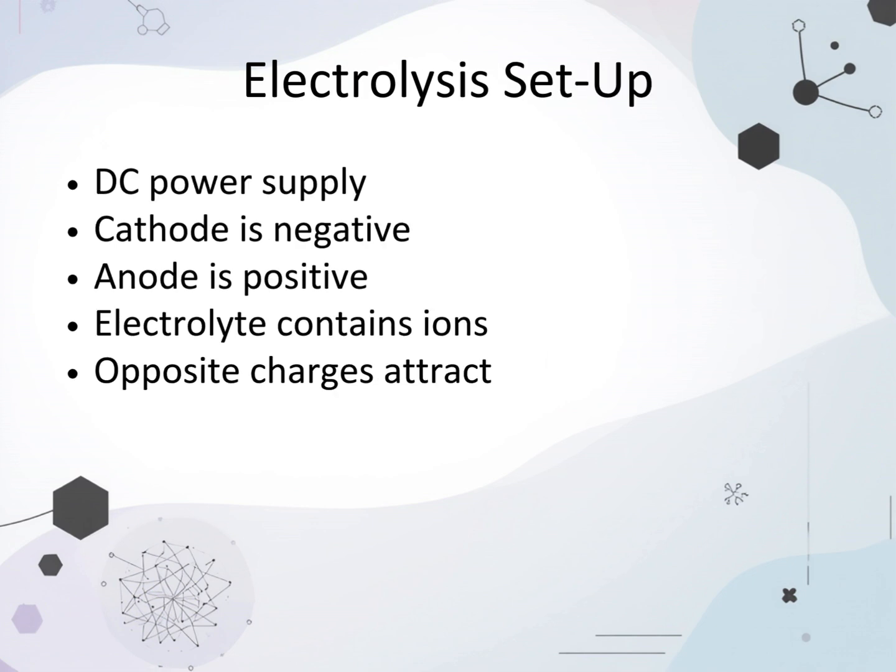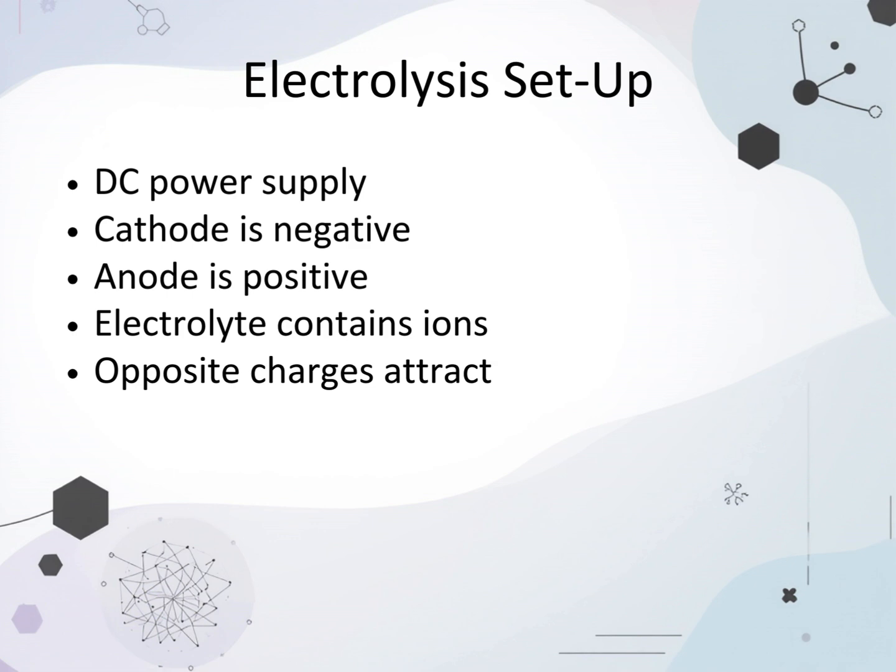Now the setup. Electrolysis is a process of using electricity to break down an ionic compound. So the compound must be ionic, it must be charged particles, and those ions must be free to move. This is why electrolysis only works when a compound is melted, so molten, or dissolved in water, which we call aqueous. The setup should be a direct current power supply, two electrodes, a cathode which is negative and an anode which is positive, and an electrolyte. The electrolyte is basically the melted form of our compound which contains ions.